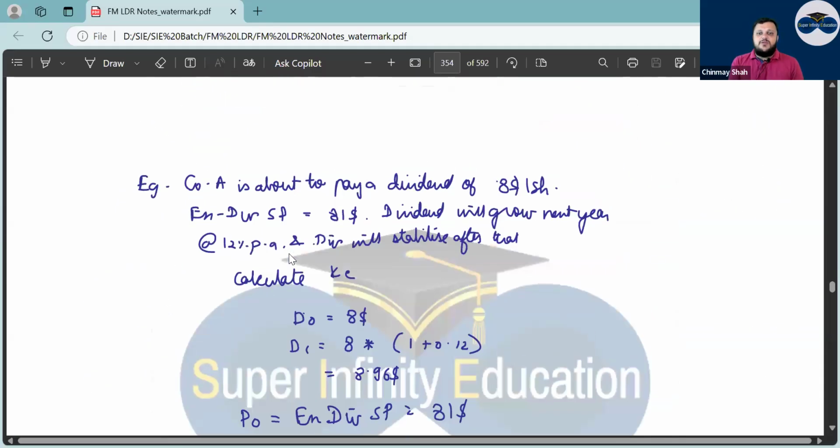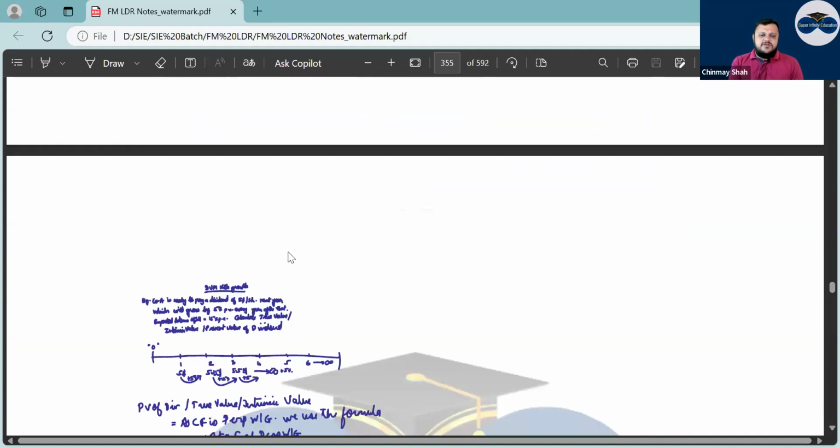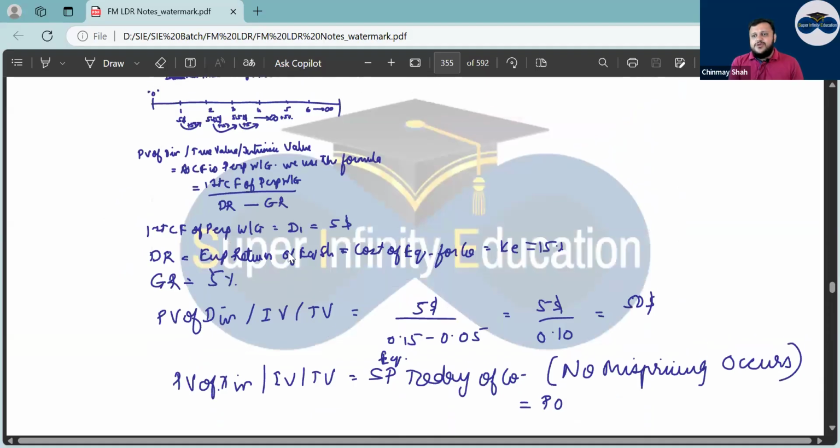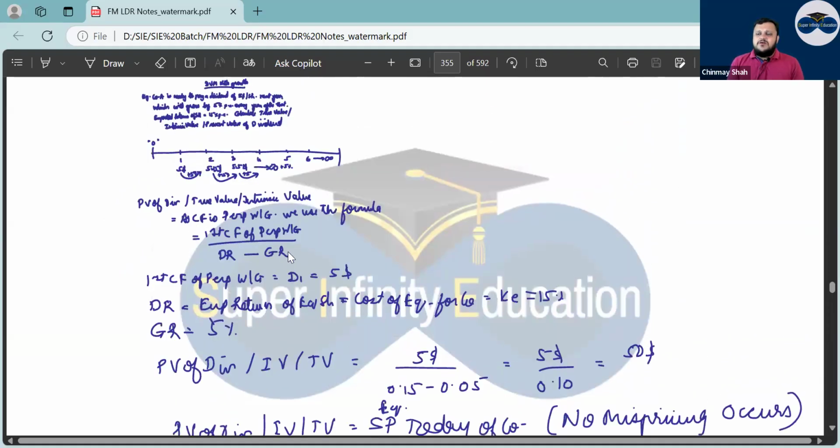Correct? Now she is about to pay a dividend of $8. The ex-dividend share price is directly given. Don't worry. Again, don't deduct the dividend. Correct? Then comes the part of dividend with growth, right? See, the logic of this is the perpetuity formula, correct? Dividend is paid to you, correct?